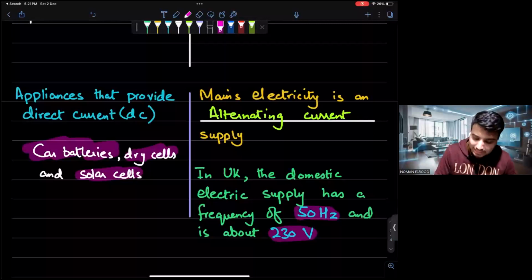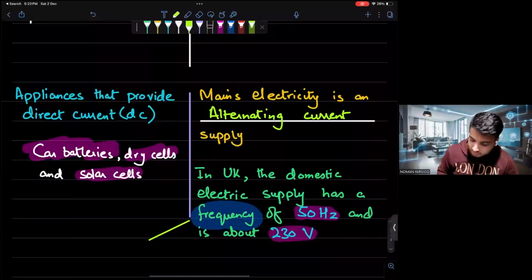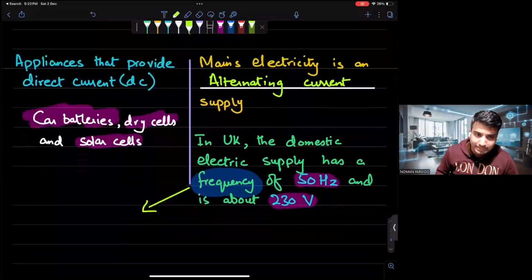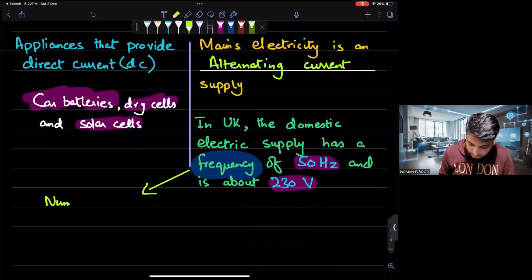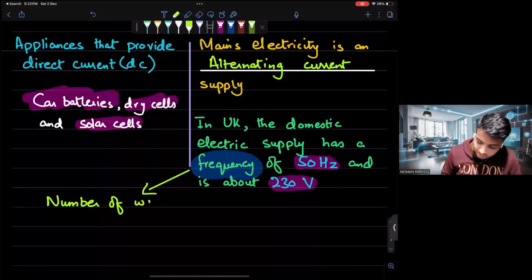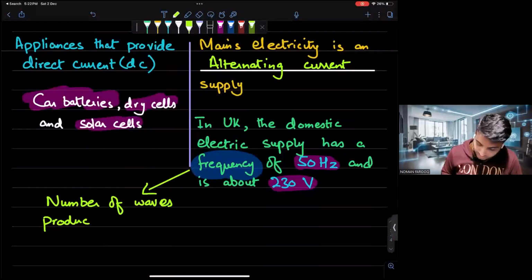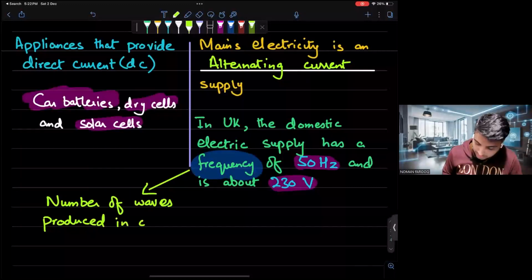Frequency is basically the number of waves completed in 1 second. The number of waves which are produced in 1 second or which are completed in 1 second. Both are correct. Number of waves produced in 1 second.